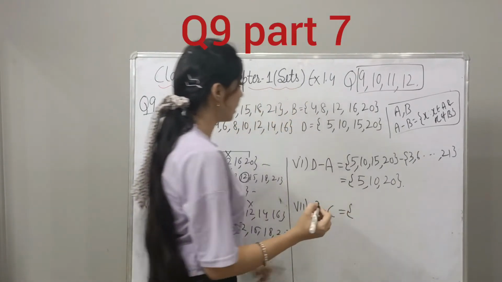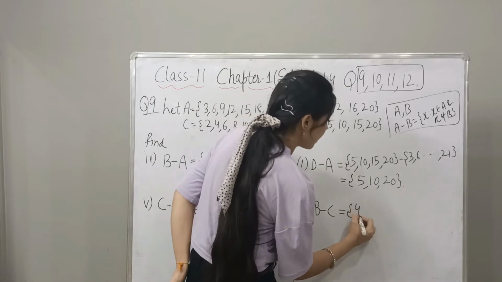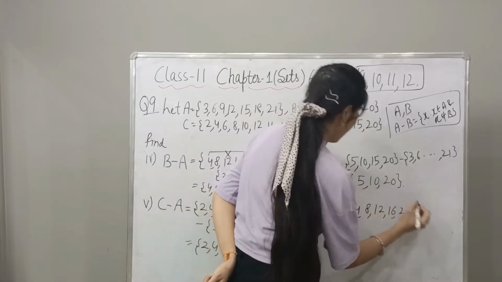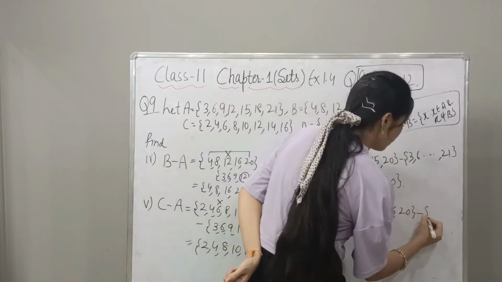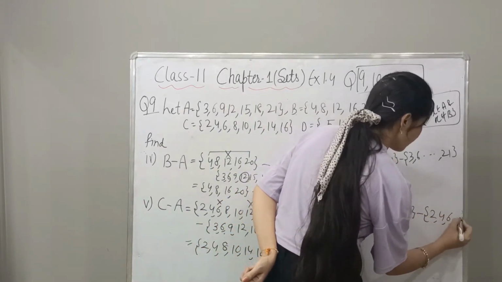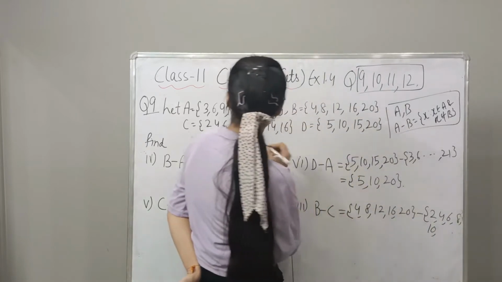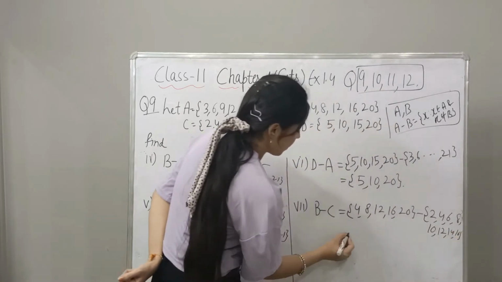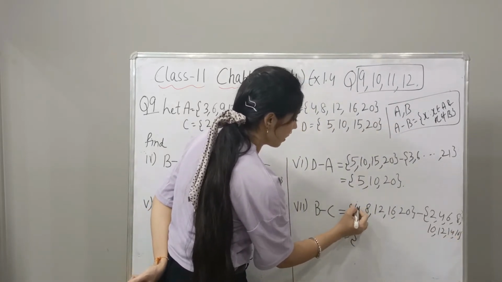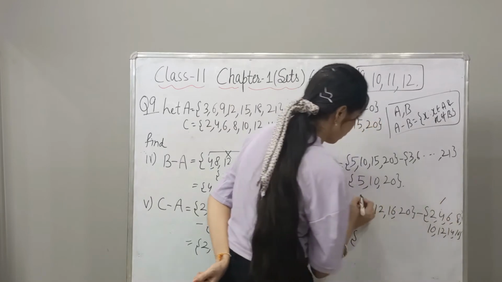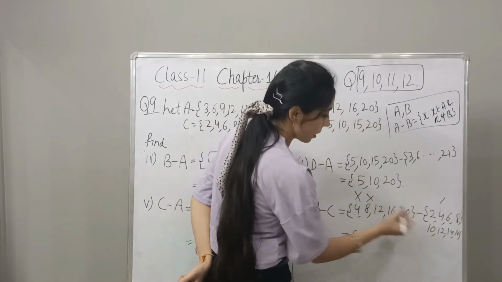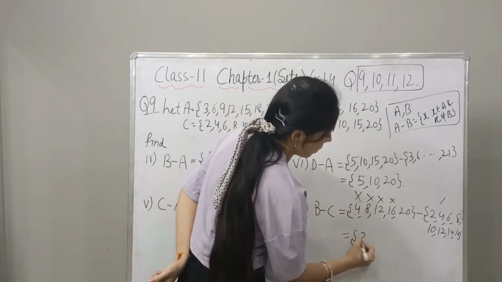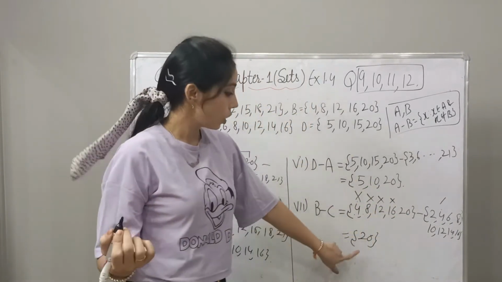What about B difference C? B contains multiples of 4 less than 24 and C is all the even numbers, all the multiples of 2 less than 18. Here 4 is in the set B and C also, so 4 is excluded, 8 is also excluded, 12 is also excluded and 16 is also excluded. But we will write only 20.